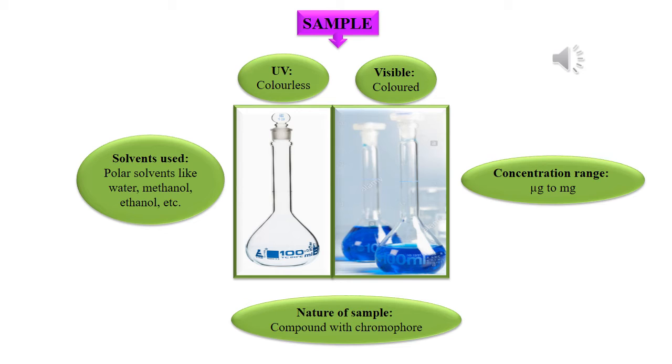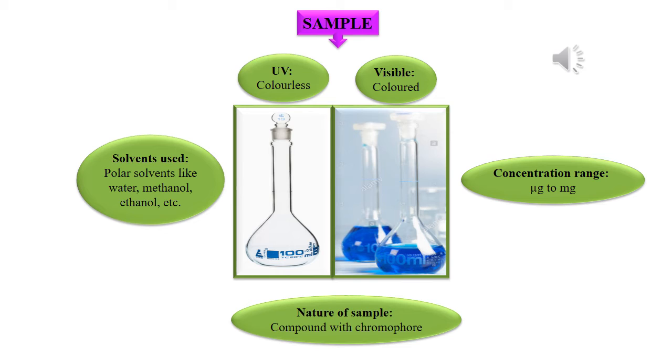And what type of samples are chosen for analysis by UV visible? Chromophoric substances. I discussed in the beginning itself. Chromophoric substances of any type of sample should be chosen. What type of solvents are used to prepare solution? Polar solvents, mostly water, methanol and ethanol. Polar solvents are used. So your sample must be polar in nature to analyze by UV visible method.